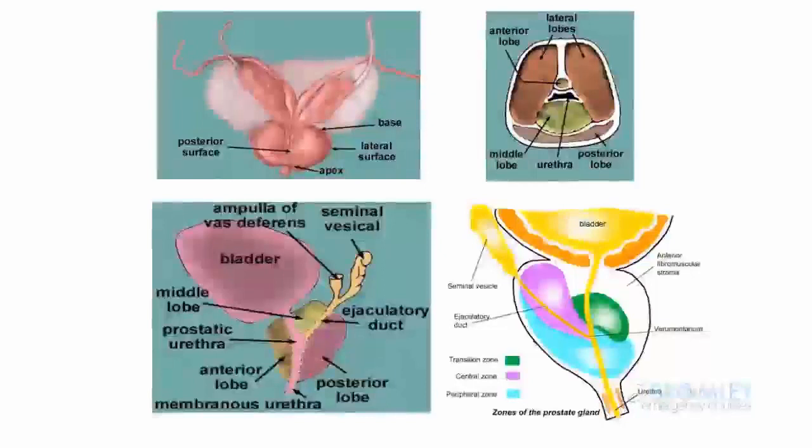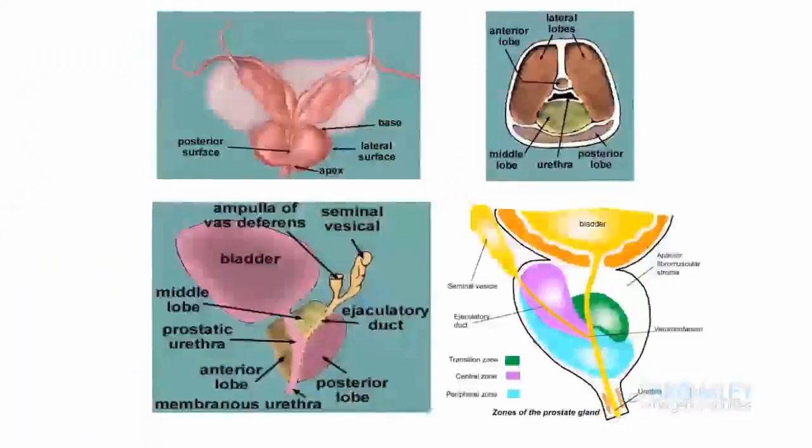And the posterior surface, as you can imagine, is related to the ampulla of the rectum, and laterally it is related to the levator ani. If you talk about the lobes of the prostate, you have the posterior lobe. This posterior lobe lies posterior to the urethra and inferior to the ejaculatory duct, and this is the lobe which you can palpate much more easily during a digital rectal examination.